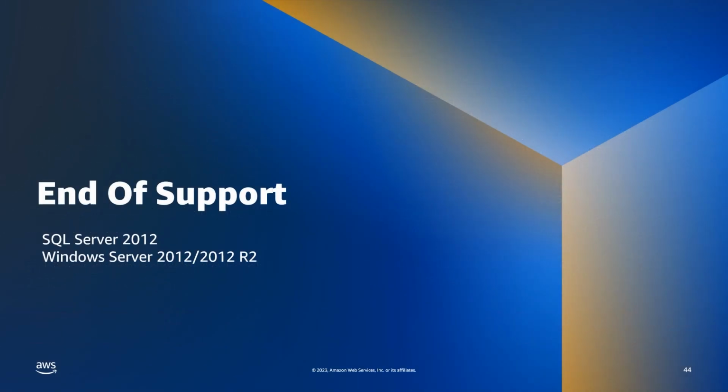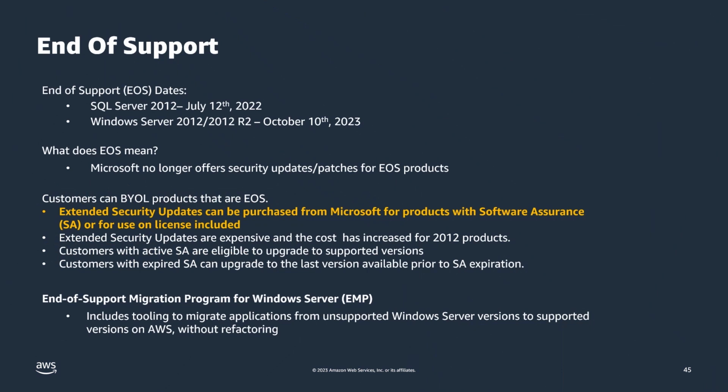Let's talk about end of support for SQL Server 2012 and Windows Server 2012 and 2012 R2. These products have gone out of support or are going out of support, depending on when you're viewing this webinar. SQL Server 2012 reached end of support on July 12th of 2022, and Windows Server 2012 and 2012 R2 will reach end of support in October of 2023. What that means is that Microsoft will no longer offer security updates and patches for those end of support products.